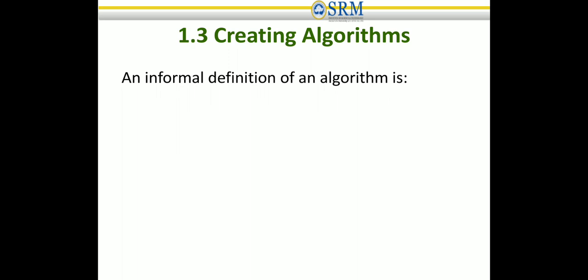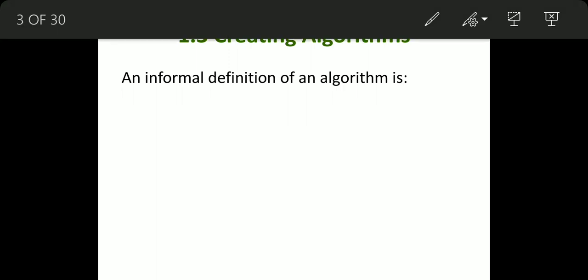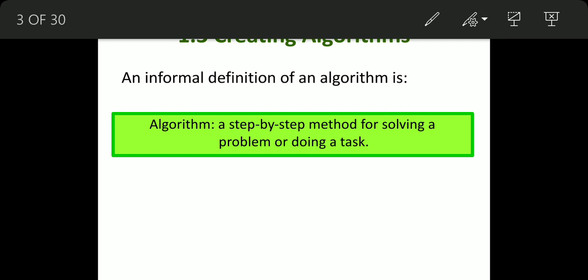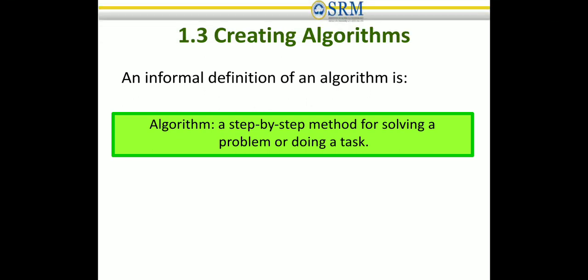Before moving to the concepts of algorithms, let us go with the definition of algorithms. An informal definition of an algorithm is a step-by-step method for solving a problem or doing a task. Let us begin with a very simple definition. An algorithm is an outline of the steps that the program has to take or any computation procedure has to take. Basically, a program is an implementation of an algorithm.